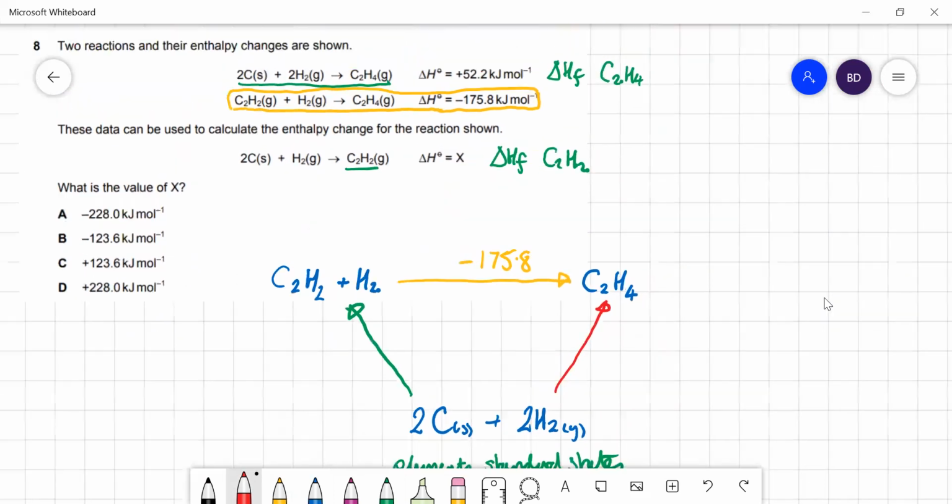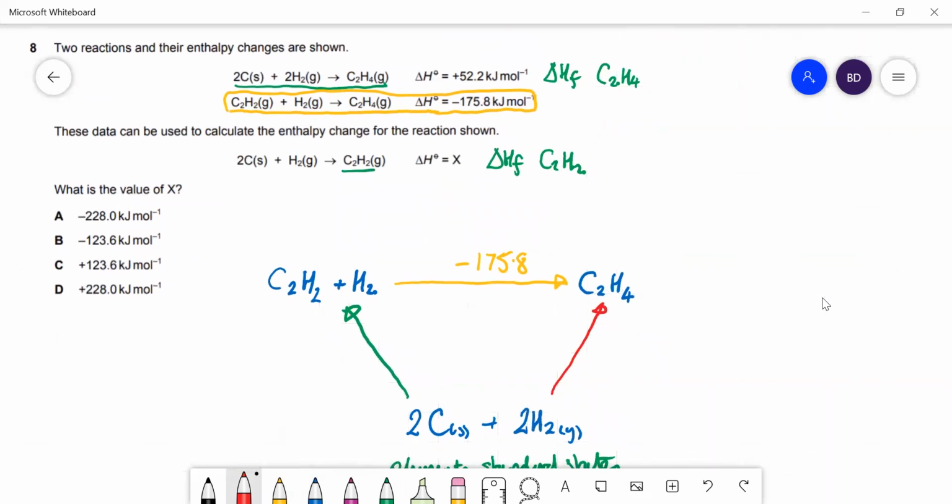Now look, we are given on the red arrow here, this is the enthalpy of formation of C2H4. Yeah, that's plus 52.2. This green arrow, well, this is what we're trying to find out here, delta HF of C2H2, and that's called X, so we'll call that X. Now we can see here from our Hess's law cycle, if I want to do that green arrow, X, it's equal to, well, what have I got to do?